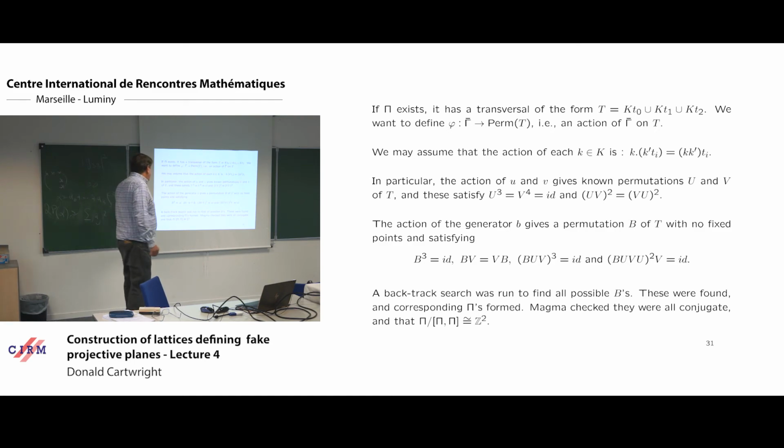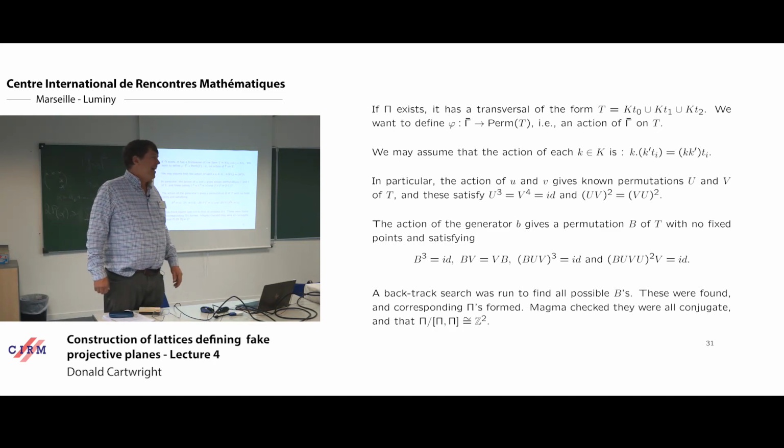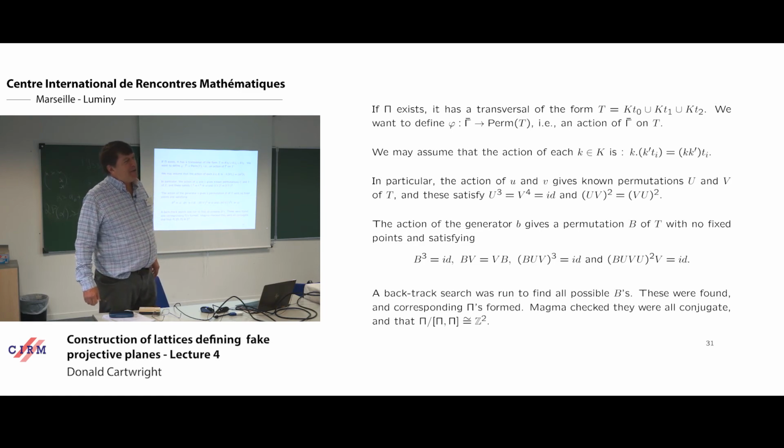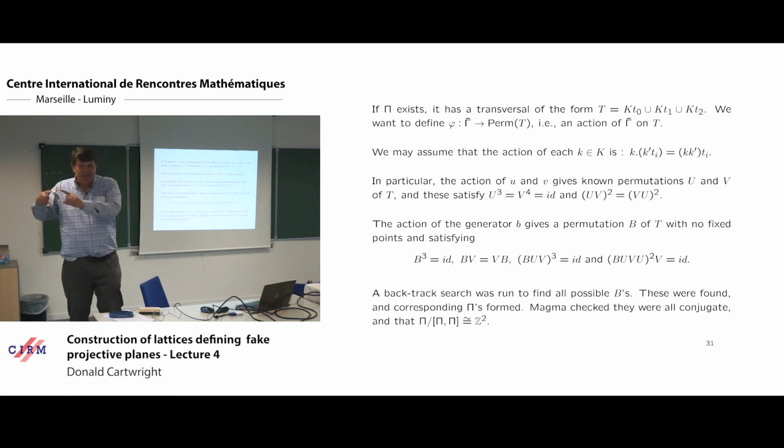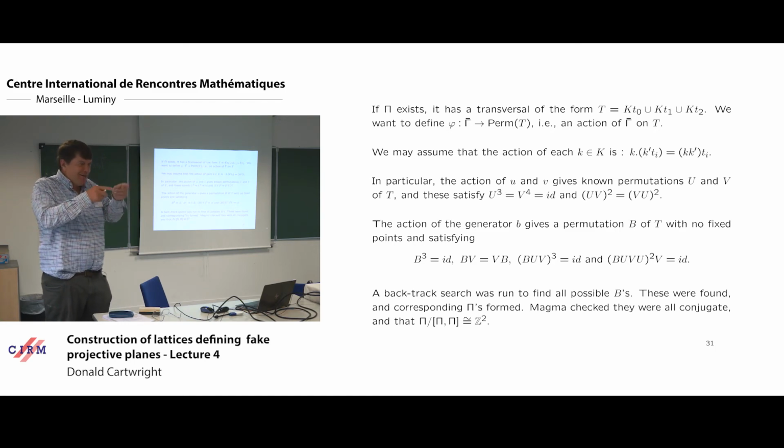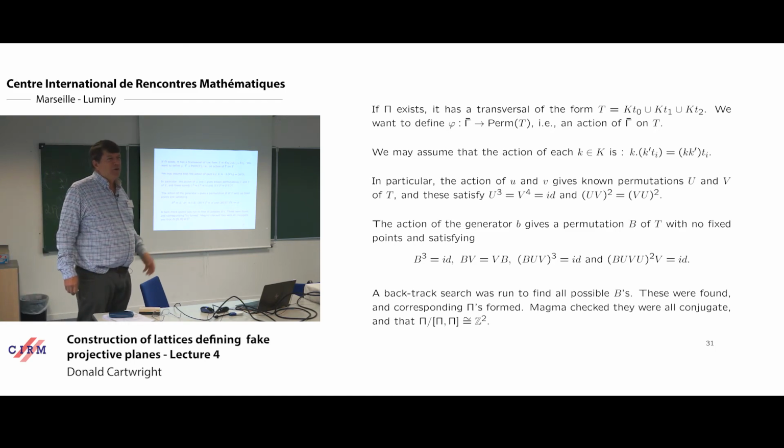So you run through all the permutations of 864, which you might think is impossible, but in fact, the fact that, for example, B cubed is the identity and has no fixed points means that its cycle type consists of 288 triples and so on. So it's actually possible, and when you go looking, a B with the correct property pops out within a day, let's say, of the search starting. One popped out.